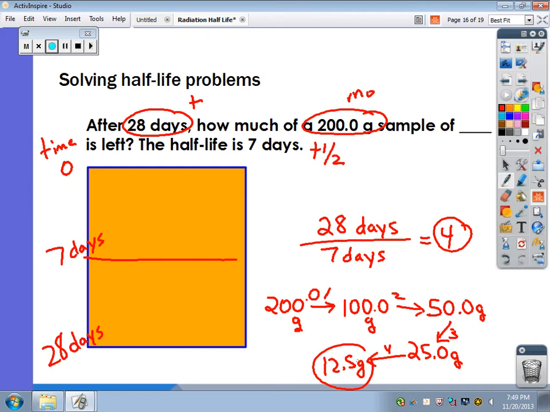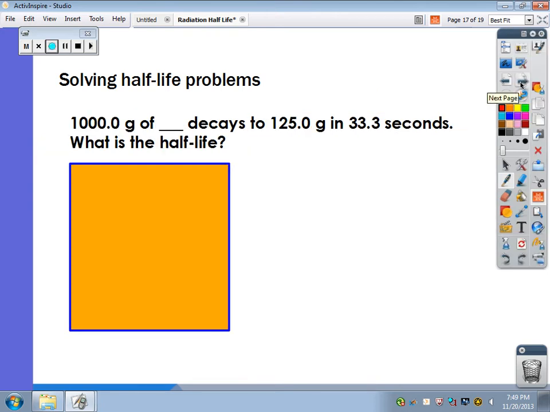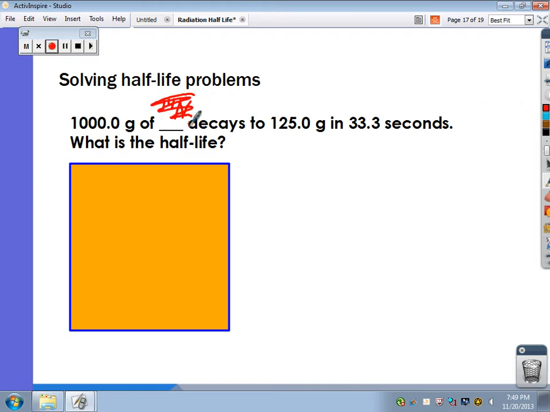Let's go over here. I have 1,000 grams, and it doesn't matter what it is. It can be technetium, it can be uranium, it can be nitrogen-14. It doesn't matter what it is in this blank. It could be gold. You have 1,000 grams of whatever, decaying to 125 grams in 33.3 seconds. What is the half-life? Now be careful.